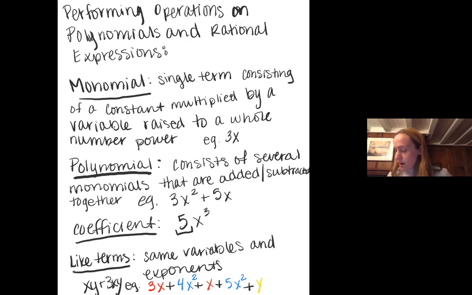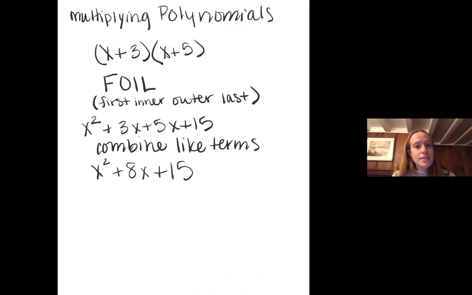Alrighty, now on to the next board. Let's look at multiplying polynomials. If we have these two polynomials, x plus 3 multiplied by x plus 5, in order to multiply these together, we can do something called FOILing. FOIL stands for first, inner, outer, and last. We multiply the first terms together. So in each of the polynomials, x times x gives us x squared.